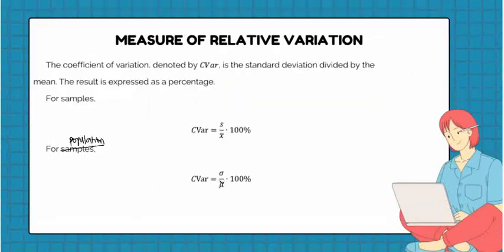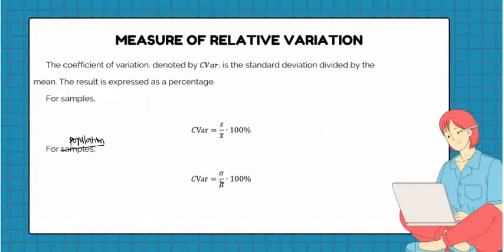So basically, ito yung formula niya, and of course, it would be different in terms of the samples and population. So kung for samples ka, that would be C var is equal to s divided by x bar times 100%. As you can notice, we make use of the notations for sample standard deviation and sample mean. While for our population, that would be C var is equal to sigma divided by mu times 100%.